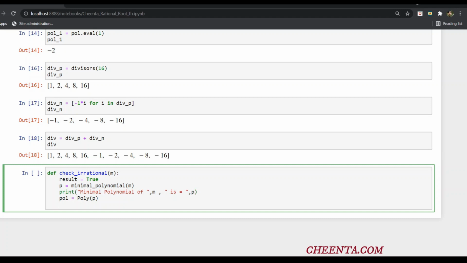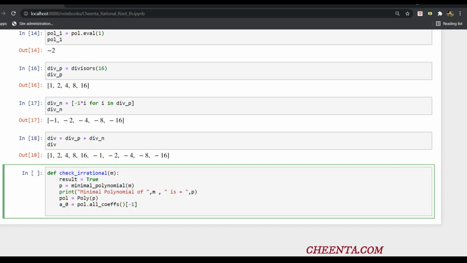Now what you need to do is find the a naught, because the factors of that particular number are the possible solutions, right? So you can do that using all coefficients and just the -1, that is the last one. It is a naught. Let me write it down again, the a naught is equal to a naught.